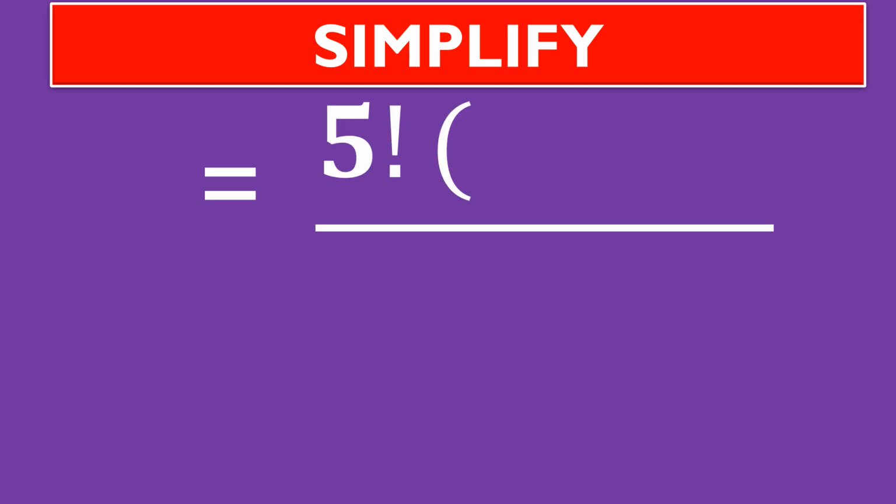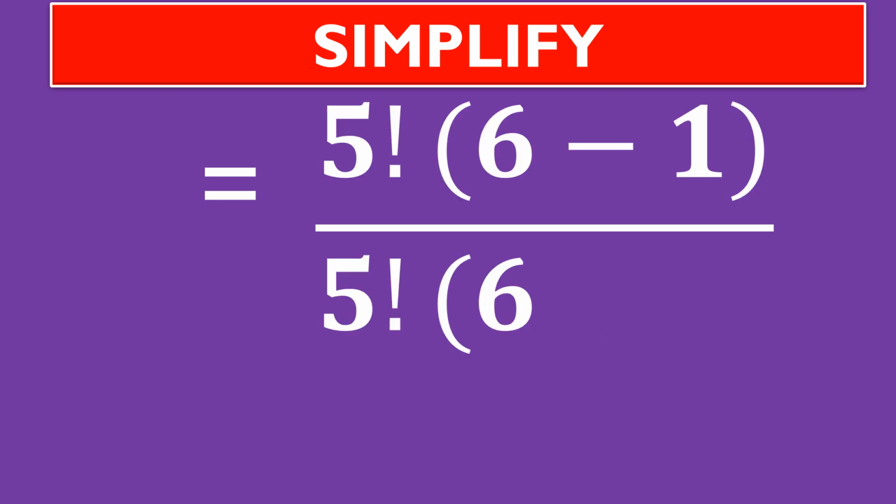So we have a simplified version of the expression, and that is simply equal to 5 factorial, then your open bracket, 6 minus 1, and then your close bracket, that is on the top, and then at the bottom you have your 5 factorial multiplied by your enclosed bracket 6 plus 1. So you simply know that your 5 factorials will cancel out. So 5 factorial here is 1, and then your 5 factorial here is also 1. So they cancel out. And then you're left with 6 minus 1 on top.